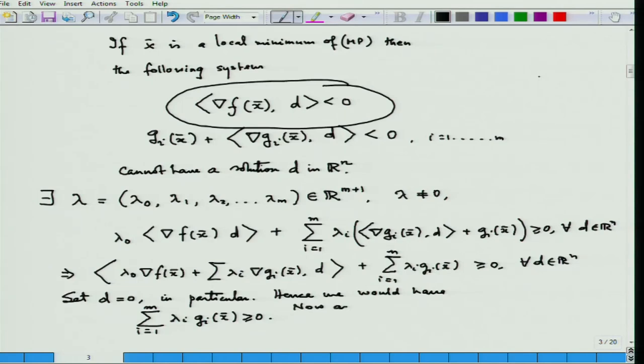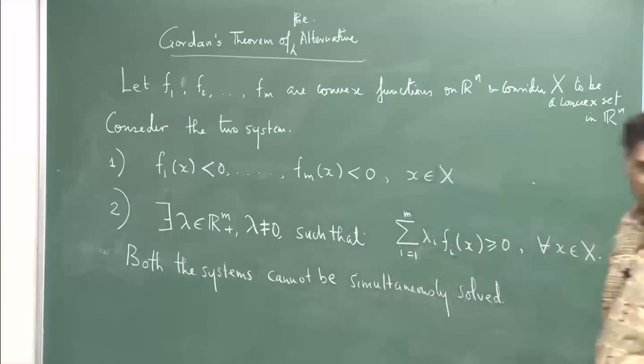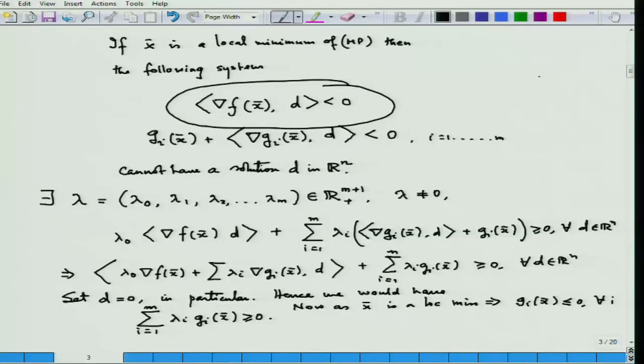Now, as x bar is a solution, a local minimum, it would imply that for all i, g i x bar must be less than or equal to 0 for all i from 1 to m, because x bar has to be a feasible element, and because lambda i's are all greater than or equal to 0. Sorry, here I forgot to put the plus, so it will be R m plus 1 plus. See, all of these quantities, that is lambda naught is greater than or equal to 0, lambda 1 is greater than or equal to 0, till lambda m is greater than or equal to 0. That is the meaning of this being in R m plus 1 plus.